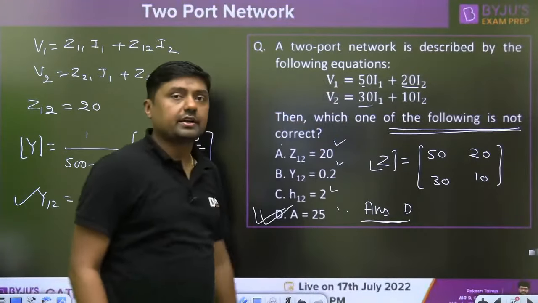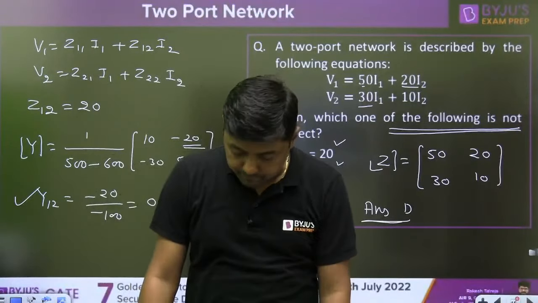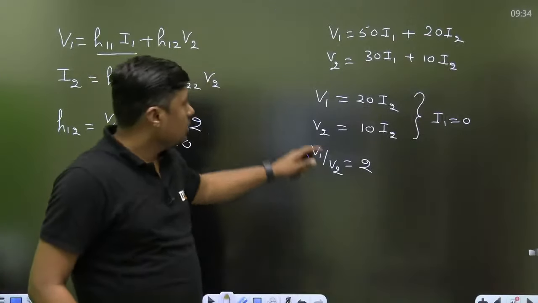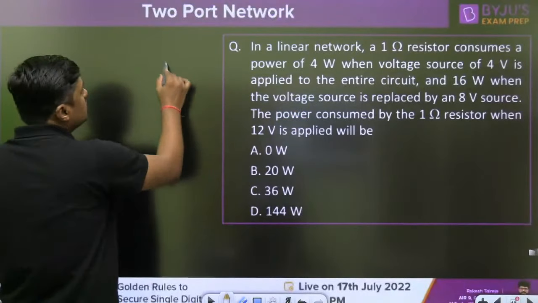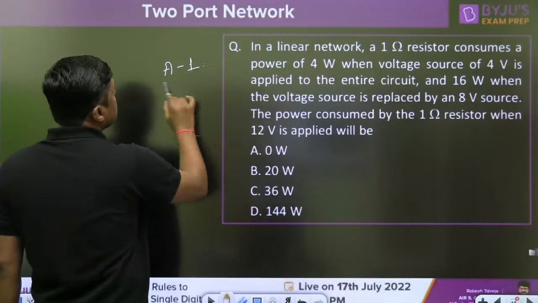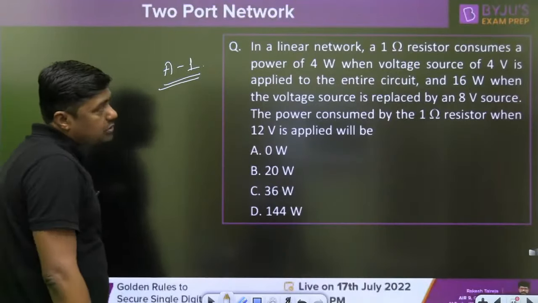Which is not correct. Now, next one. Bhai, zara answer bhi de dijiye. This is the assignment for you. In the next class, I will give you the answer for this question.